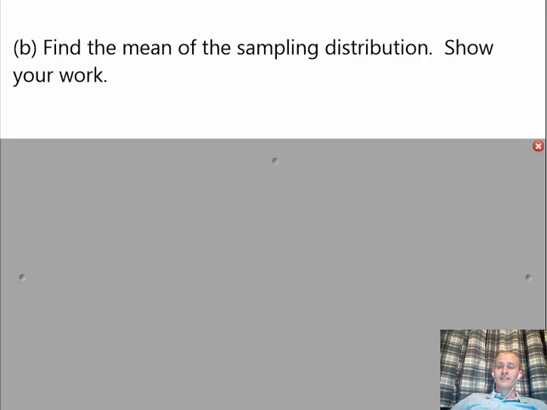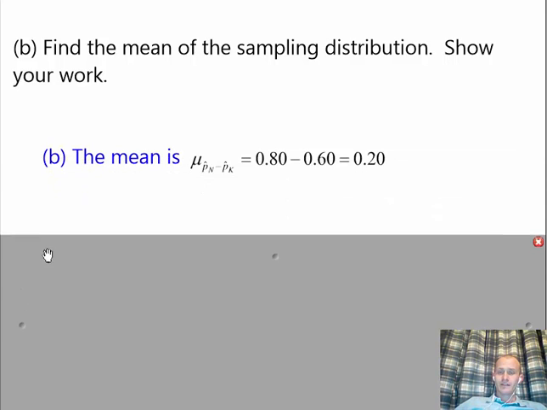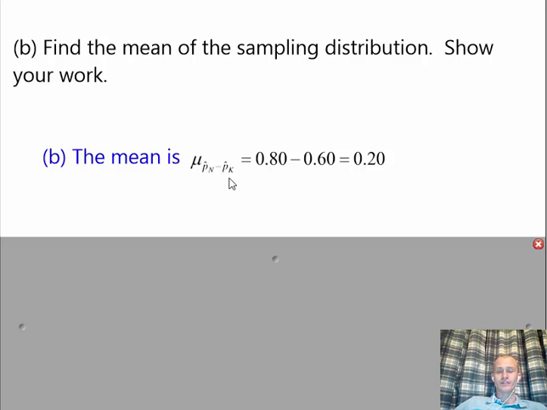Find the mean of the sampling distribution. If we want to find the mean, we're going to take each of those individual means and subtract them. The order is going to matter here, so we've defined n first. We're going to do the sample proportion of Nathan minus the sample proportion of Kyle. 0.8 minus 0.6 gives us that mean value of 0.2.